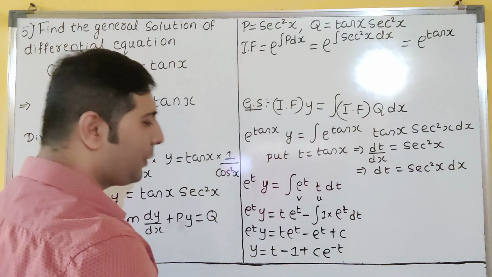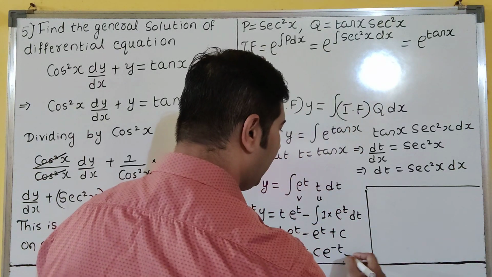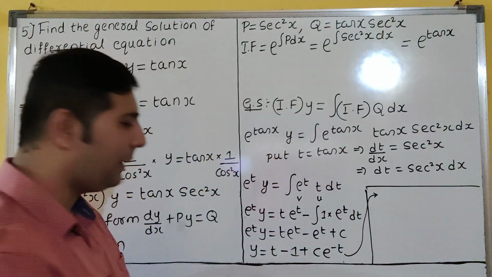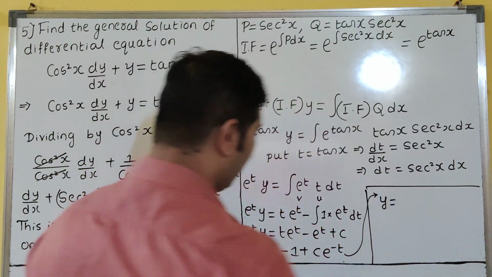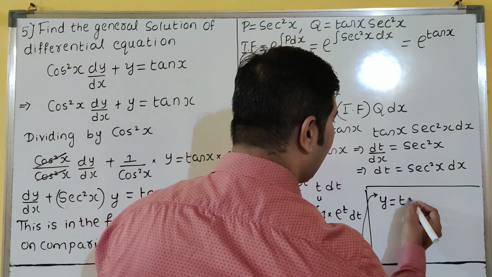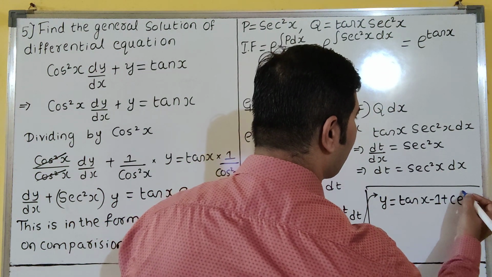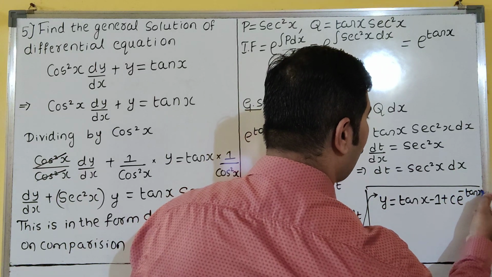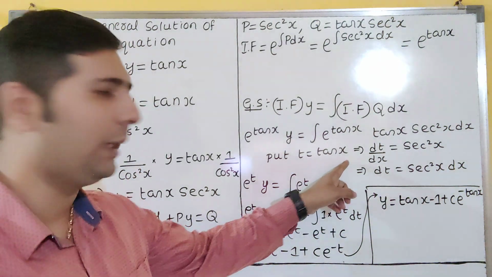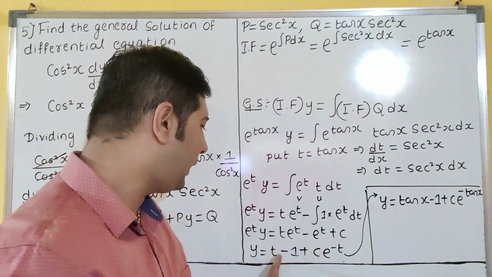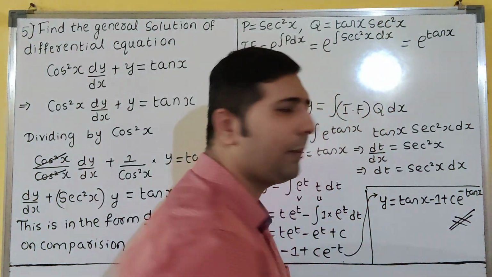Then you substitute the value of t now. So dear students, I will write the final answer here. This is continued here. So to complete that, y is equal to, t is what? t is tan x, so y is equal to tan x minus 1 plus c into e raised to minus tan x, dear students. T value is nothing but tan x, I am substituting the t value. So this is our required answer, my dear students.